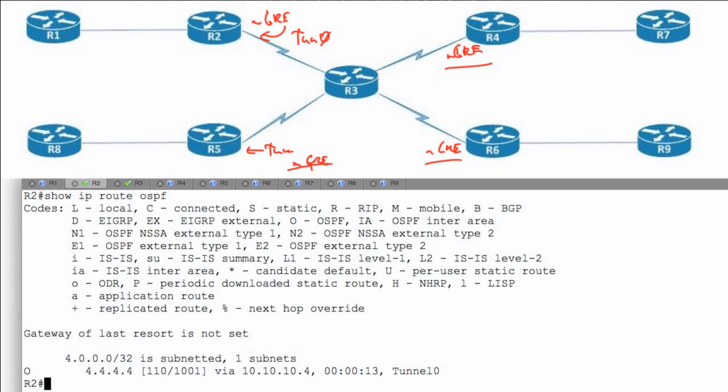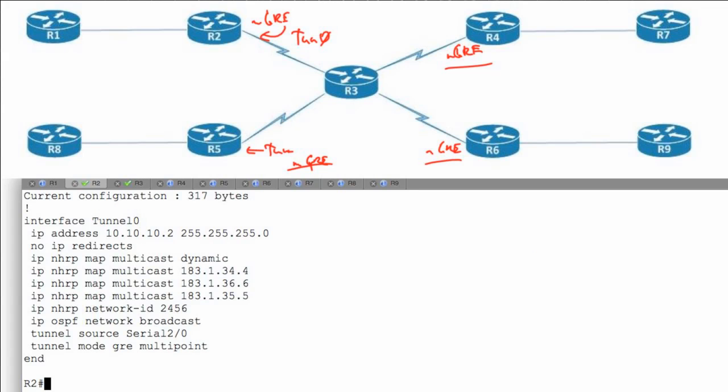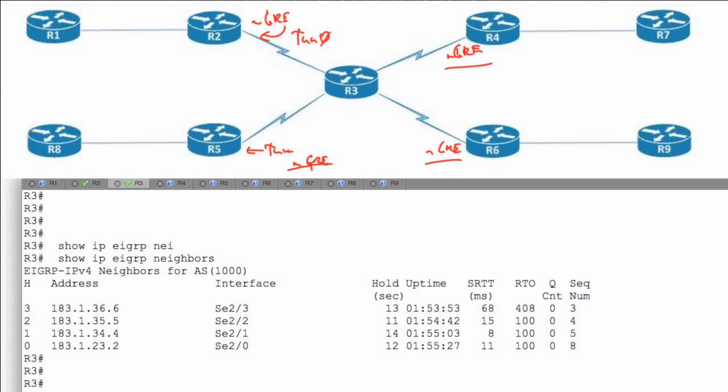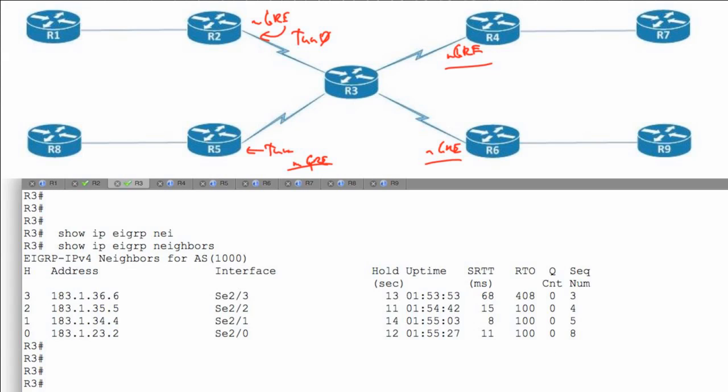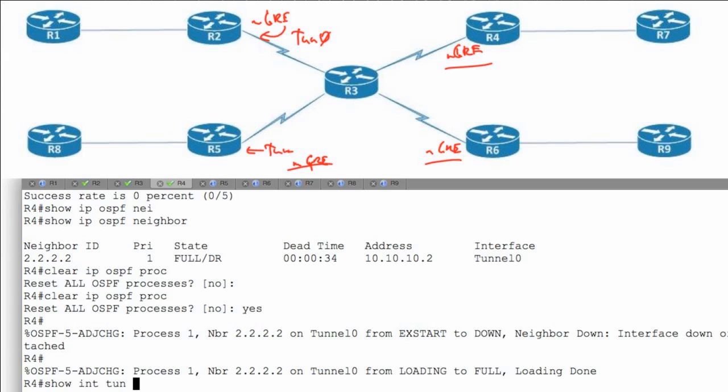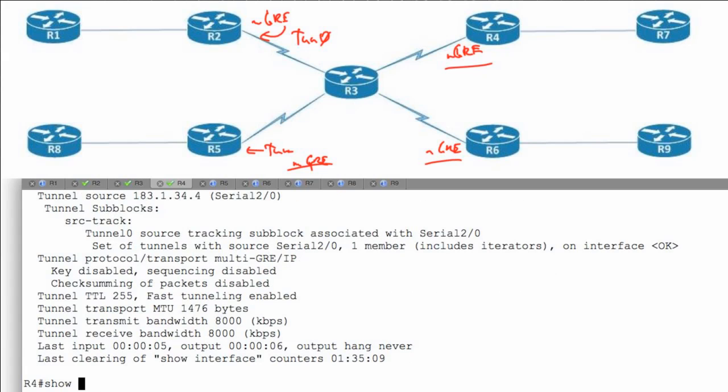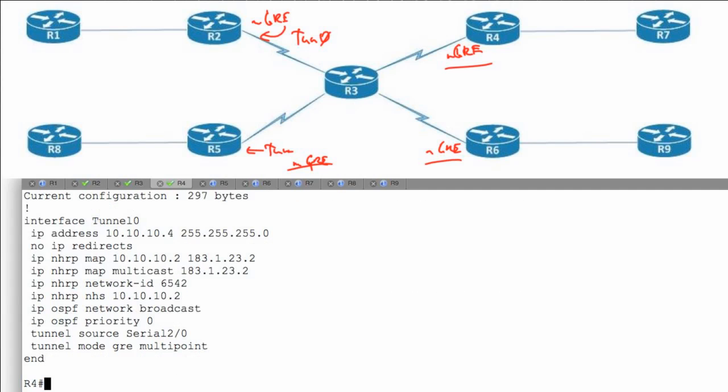So let's take a look and see what we've got going on. Show run interface tunnel 0. Broadcast, ip ospf priority 0.